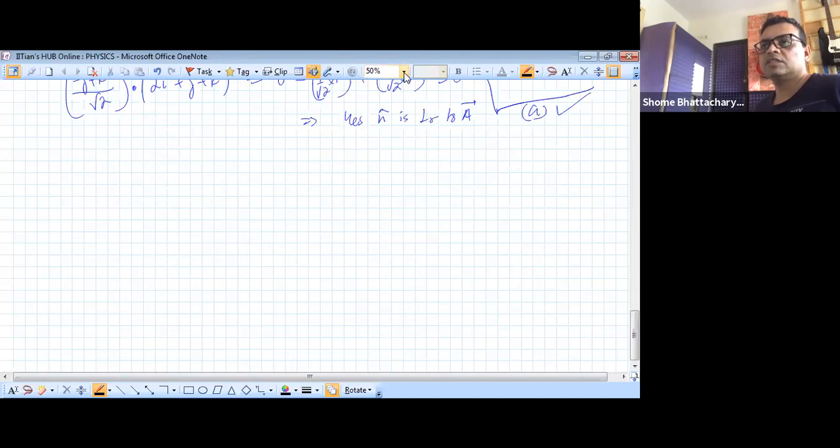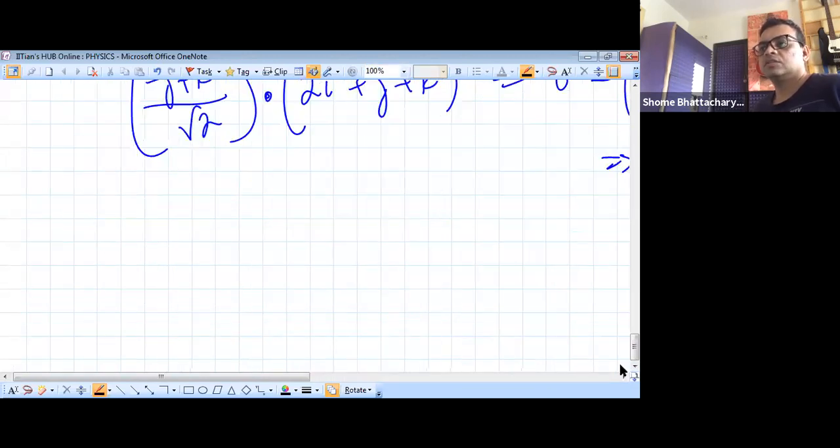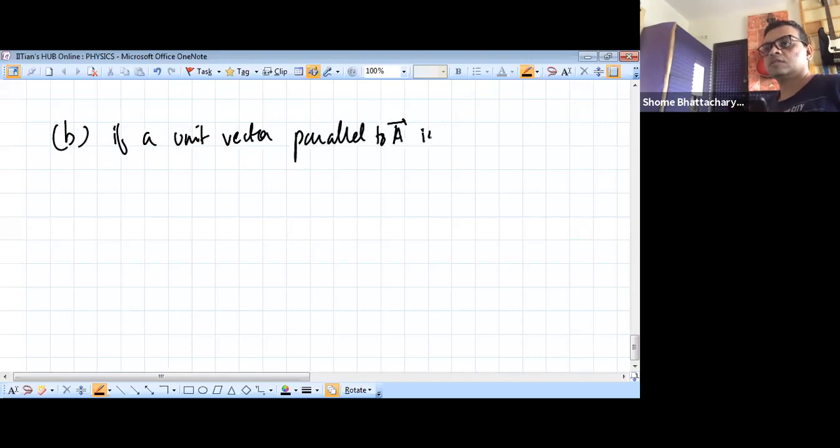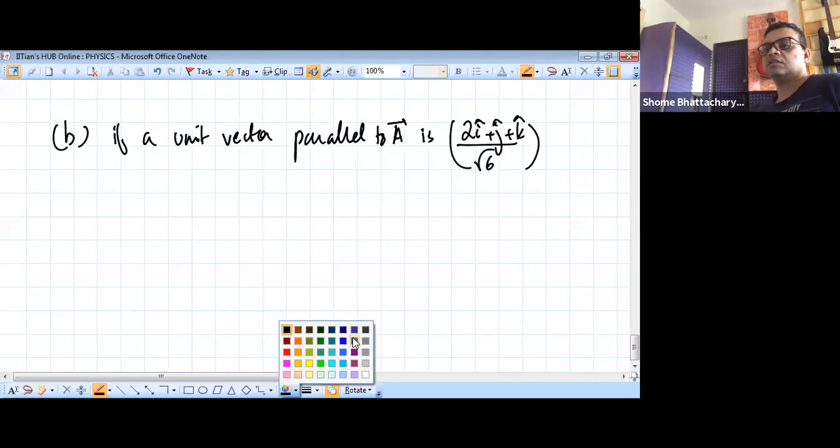Okay, now let's come to the second part of this. Now the second part is saying that to check if a unit vector parallel to E is 2i cap plus j cap plus k cap by root 6. Okay. Now, what is the easiest way to check this?